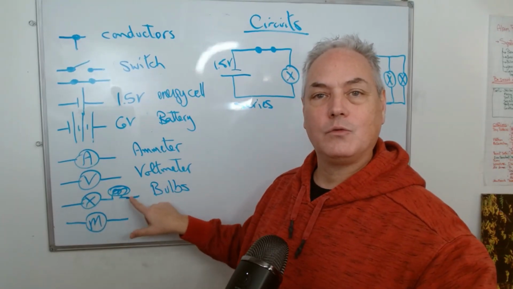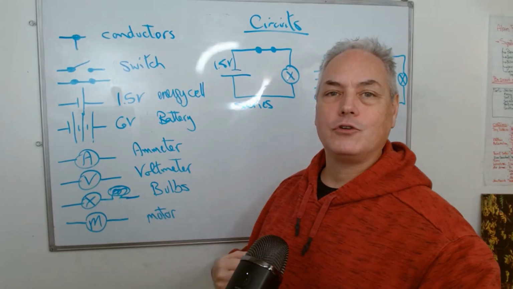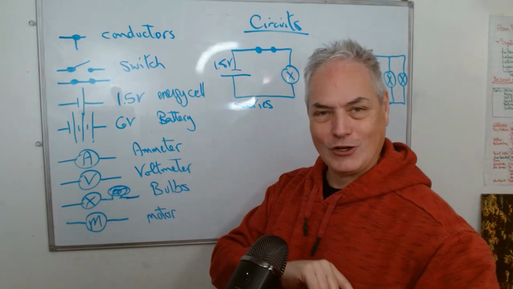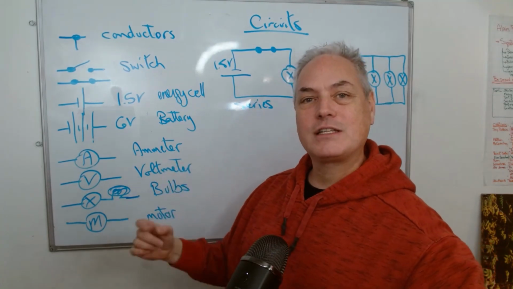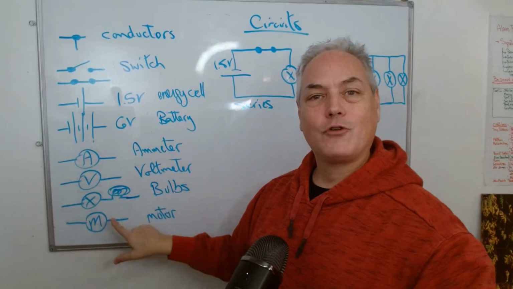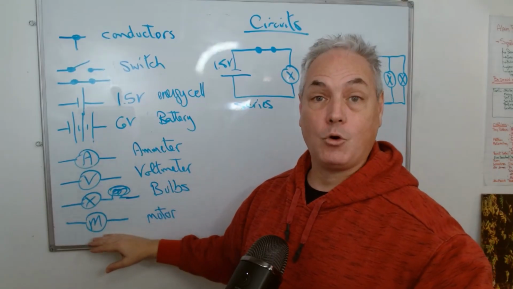Sometimes you have a little wiggle in a circle. These are what we call bulbs. It's a way for energy to transfer. There you go, the energy of the electrons that was gathered in the battery is transformed into light. And if you have an M like this one, this is a motor.